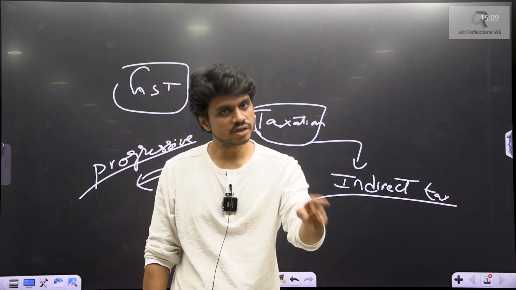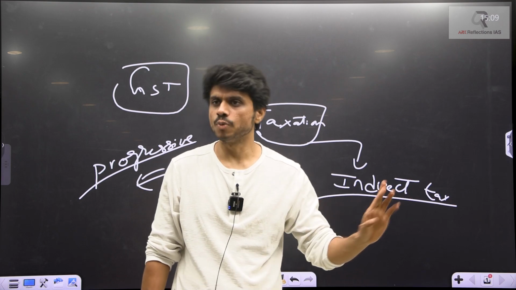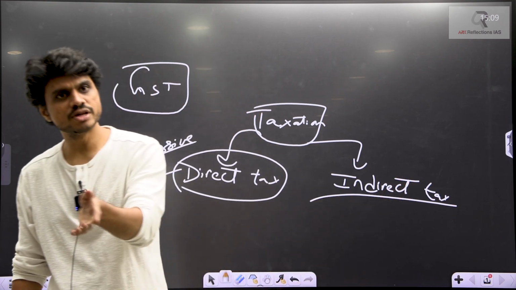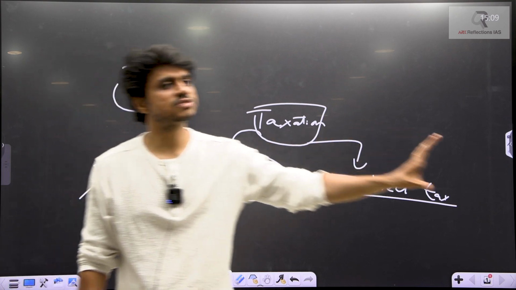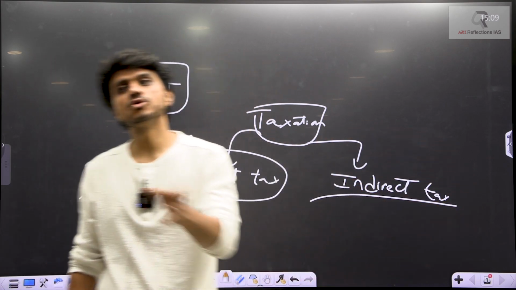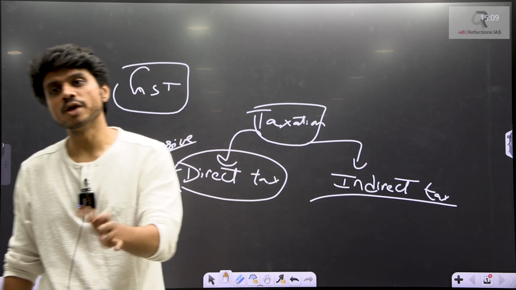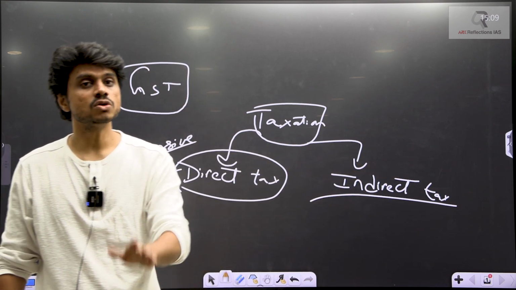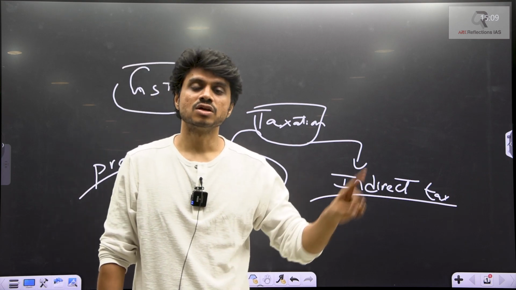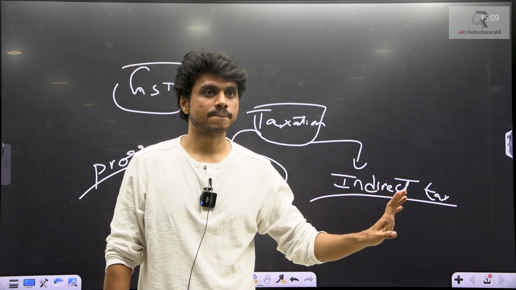So I'm saying if you are earning up to 5 lakhs, you pay no tax. If you are earning 5 to 10 lakhs, you pay a 10% flat rate. If you are earning 10 to 20, then you pay me 20%. If you are earning more than 20, you pay me 30% tax. So here you are paying tax as per your income.